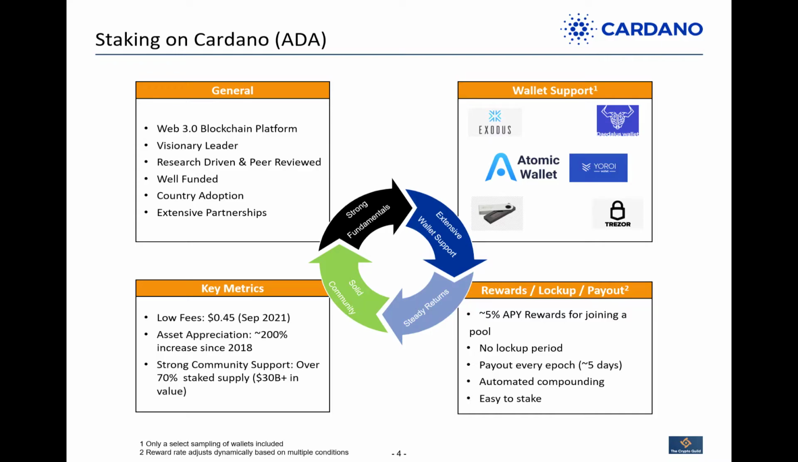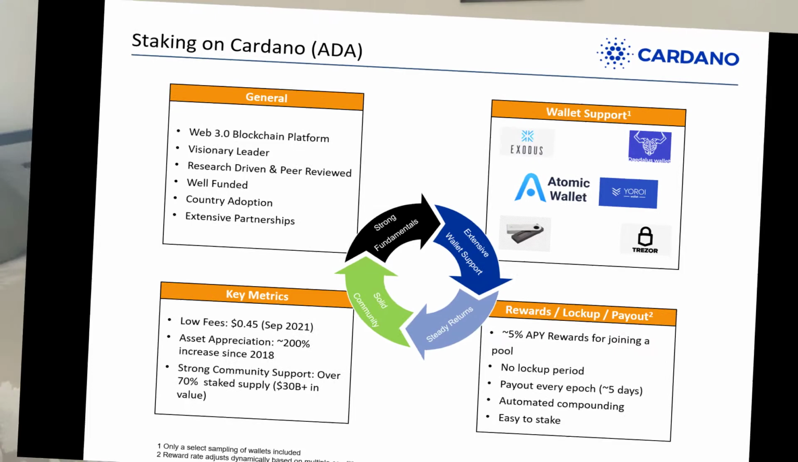And they've had an appreciation in the underlying asset, which is the ADA coin. It's gone up about 200%, I would say, since 2018. And the community support is very strong because over 70% of Cardano's supply has been staked for an overall value of $30+ billion. This might actually be the largest, or one of the largest, maybe top 2, top 3 in terms of overall community support in staking.